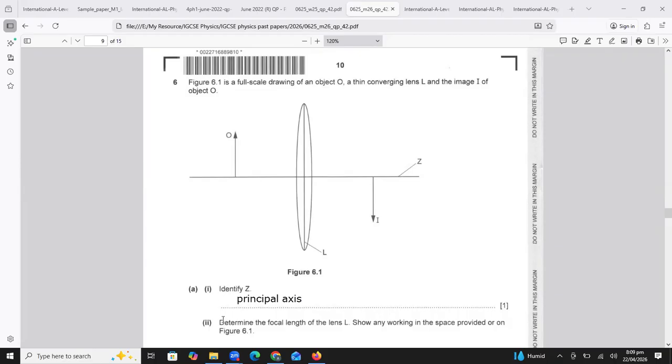Now in the next part, they are saying determine the focal length of the lens L. Show any working in the space provided or in figure 6.1. So the question is, how can we find the focal length? Can anybody tell me how we can find the focal length in this question? Yes, students. Look, to find the focal length, we have to draw three lines, three rays: ray number 1, ray number 2, and ray number 3.